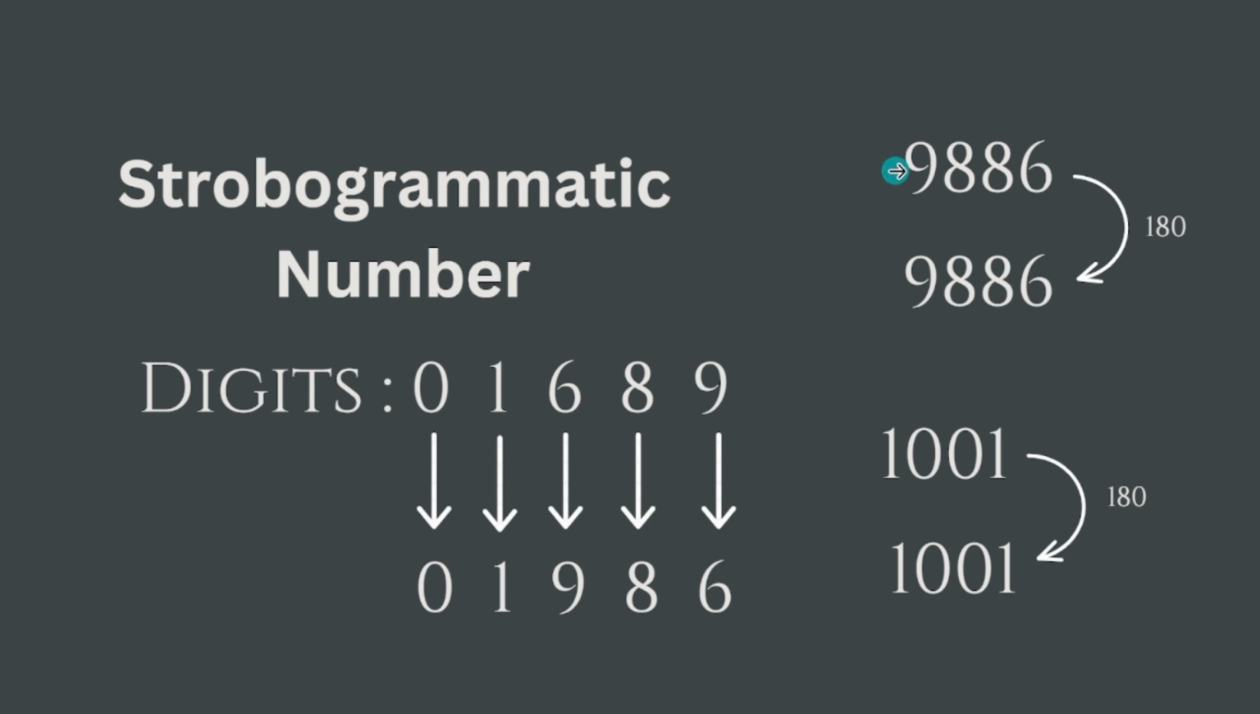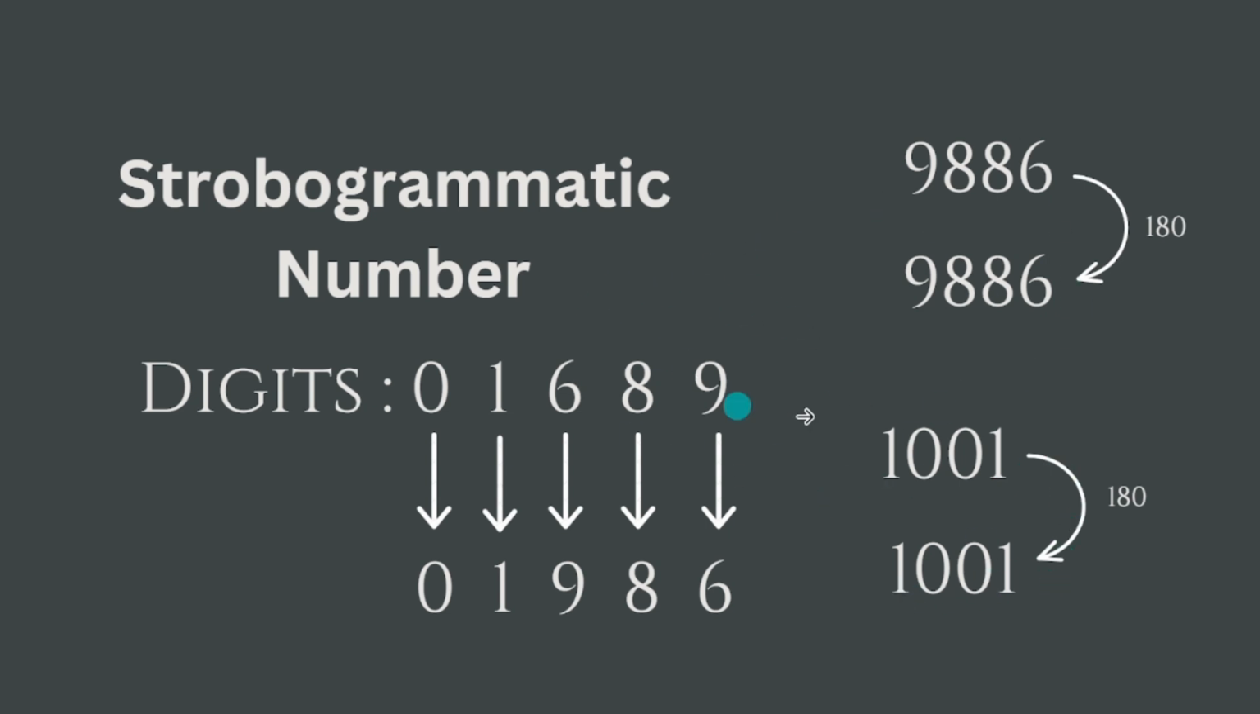If we rotate 9, then it will form 6. If we rotate 8 by 180 degrees, it will return 8. Similarly, 6, if we rotate it, we'll get 9, 1 as 1, 0 as 0. So, if we rotate 9886, we'll get the same number. If we rotate 1001, we'll get the same number.